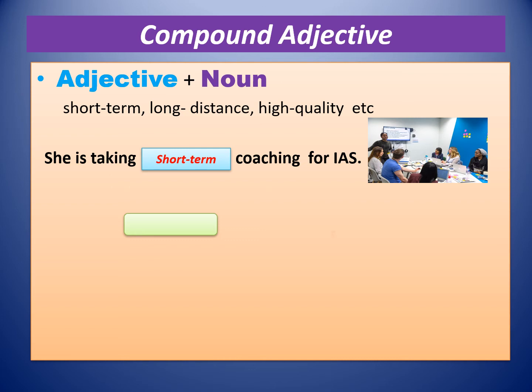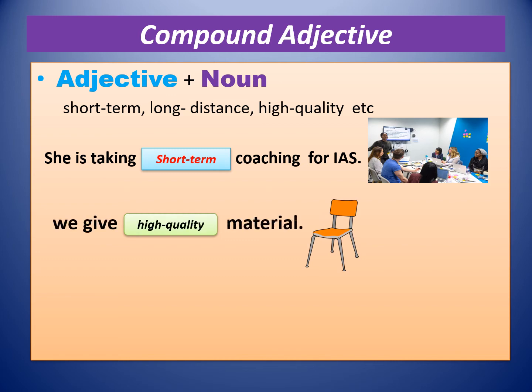Let us see another sentence. We give high quality material. So high quality is a compound adjective formed with an adjective and a noun. High is an adjective, quality is a noun. So high quality is a compound adjective, modifying the noun material.